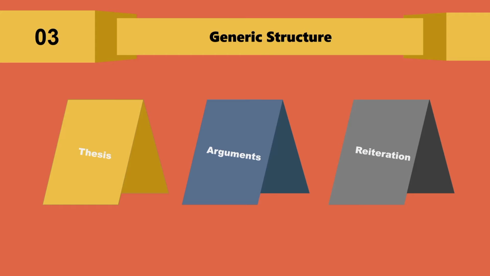In point 3, there is a generic structure of analytical exposition text. The first is thesis. Thesis introduces the topic and indicates the writer's position. The preview of the thesis outlines the main arguments to be presented. Jadi, tesis di sini memperkenalkan pokok pembicaraan dan menunjukkan kedudukan penulis. Dapat berupa uraian pokok pembicaraan yang akan disajikan.